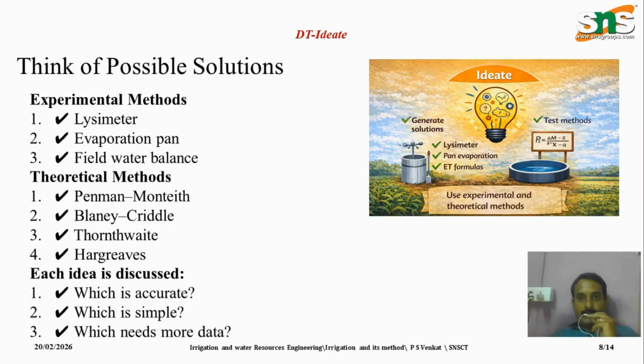The next stage of design thinking is ideate. In this stage, we arrive at different possible solutions. Various methods adopted in estimation of evapotranspiration are lysimeter, evaporation pan, field water balance method, and also various theoretical methods such as Blaney-Criddle, Thornthwaite, and Hargreaves method. Each idea is discussed in this stage, and we choose the best method, one which is accurate, simple, and does not need much data.